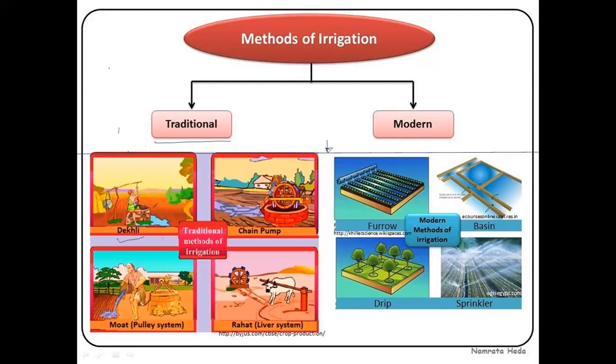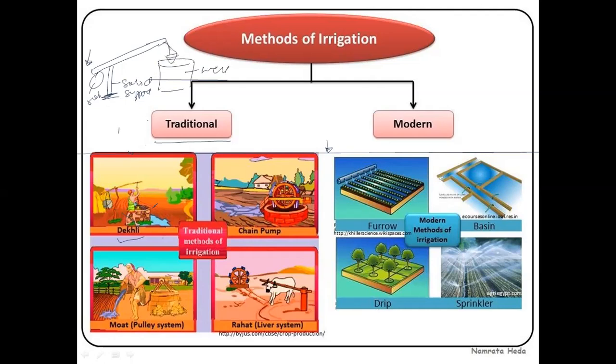So what happens in the Dhekli method? Here, a wooden stick, usually a bamboo, is attached on a solid support. On one end we have attached a rock, so this end is going to be heavier. So this is always going to be downwards, like in the figure you can see. On the other end, we have a water source, like here we have a well, and at this end we have attached a bucket.